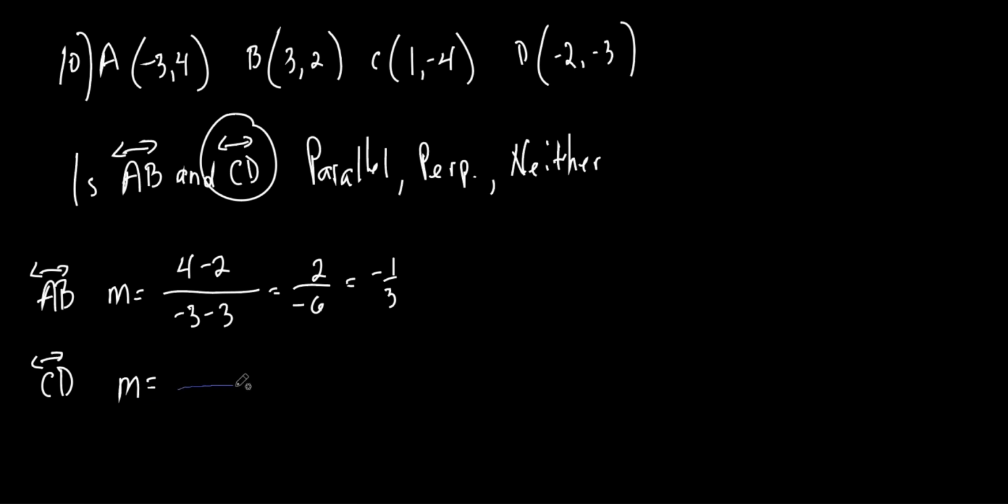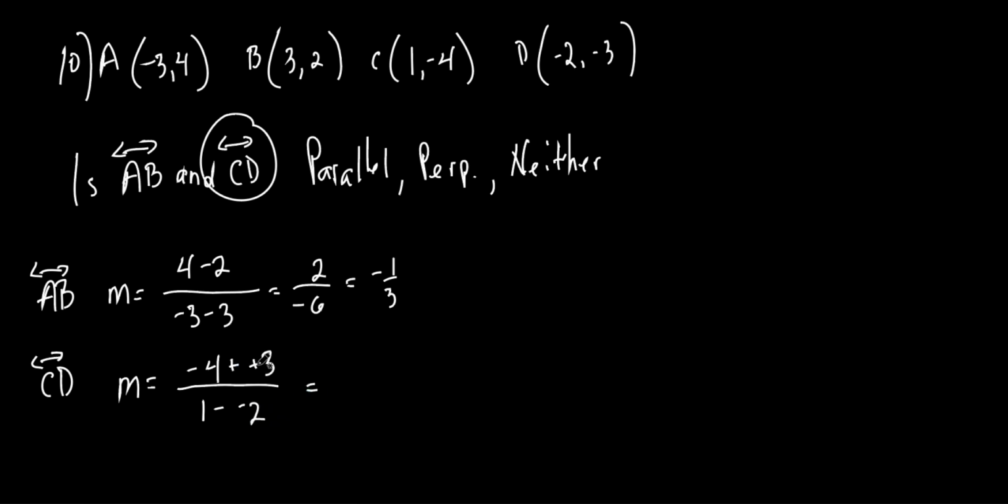I do the same exact thing. Find the slope. Let's just go the first one minus the second one. So it's going to be negative 4 minus what? No, it's not minus 3. It's minus negative 3. Let's do the x's. It's going to be 1 minus what? Negative 2. All right, let's do the math.